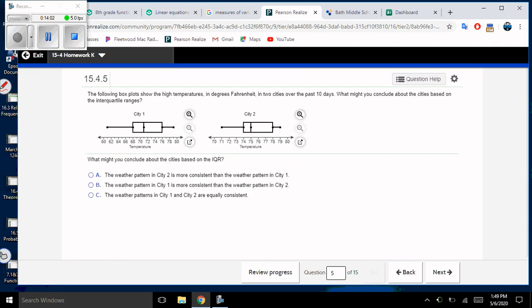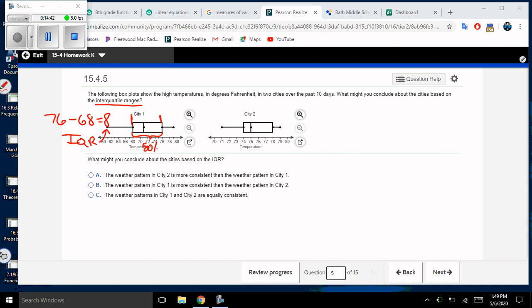And so it says the following box plots show high temps in Fahrenheit. What do you conclude about the cities based on the IQR? So again, they're doing you, I think, a favor by saying, hey, let's look at the IQR. Well, the IQR here on city 1 looks to be 76 to 68. So that's 8. That means that 50%, remember, the box is 50% of the population, is in the box, okay? So the IQR here is 8.